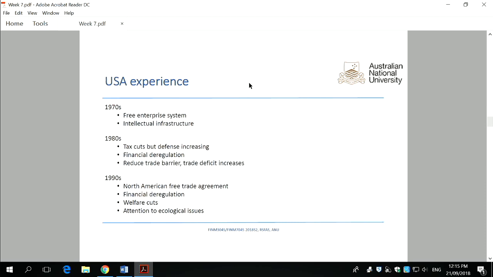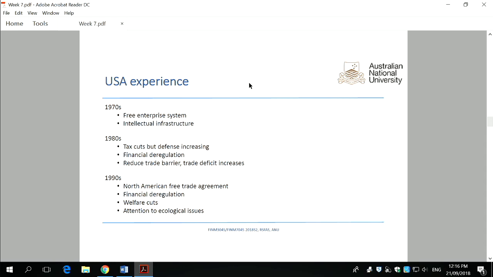And the U.S. experience. The U.S. neoliberal policy started in the 70s, freeing the enterprise system and intellectual infrastructure. In the 80s, they cut taxes and did financial deregulation. And in the 90s, they did a lot of free trade agreements until the WTO was established. So you are clear on that.